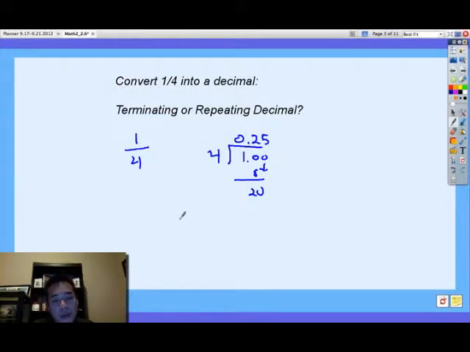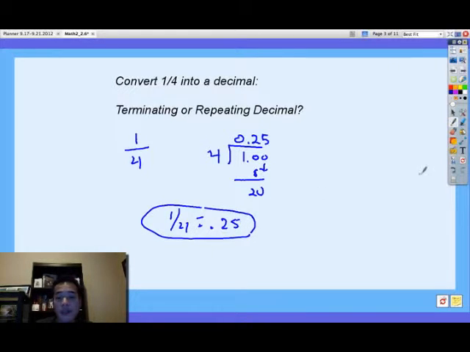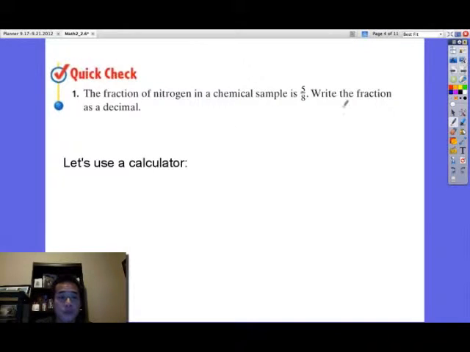And my final solution is 1/4 is equivalent to 25 hundredths, and if we're going to convert this into a percent, which is the next section, you know this is 25%. Kind of makes sense. 1 out of 4 is a quarter. So this is an example of a terminating decimal because it just stops at the 5. It doesn't continue on, it doesn't repeat, it just stops at the 5.